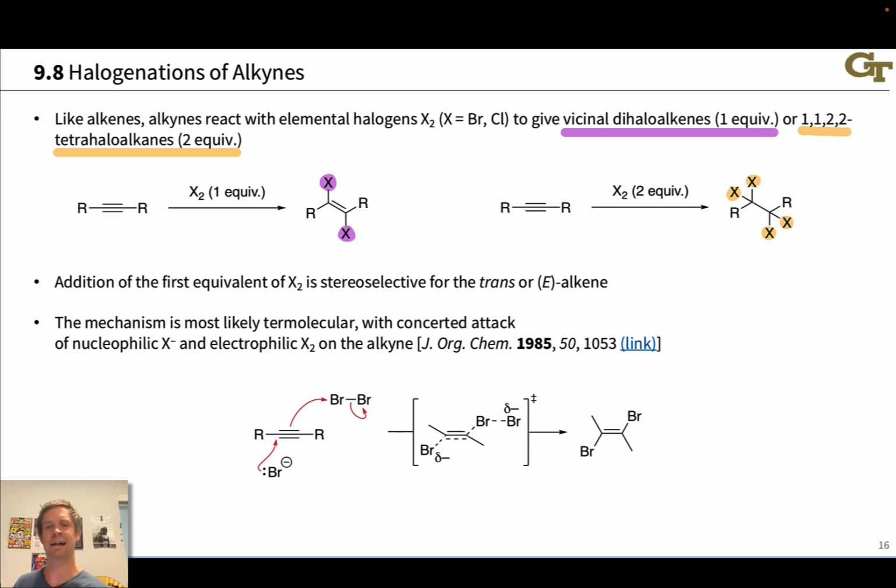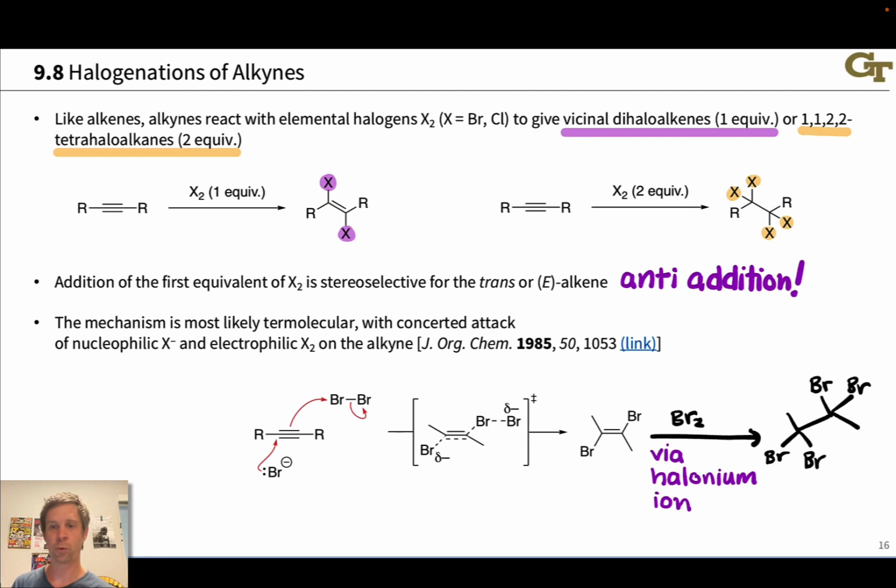The subsequent halogenation, if we use a second equivalent of X2, occurs just as we saw for halogenations of alkenes. This is an alkene, after all, so we would expect a halonium ion, SN2 opening by bromide of that halonium ion, so on and so forth, and the product we end up with here is a 1,1,2,2-tetrabromoalkane.